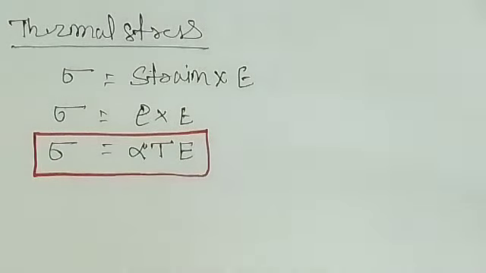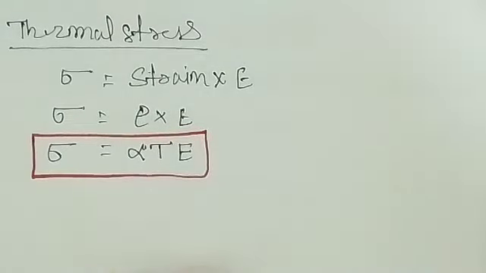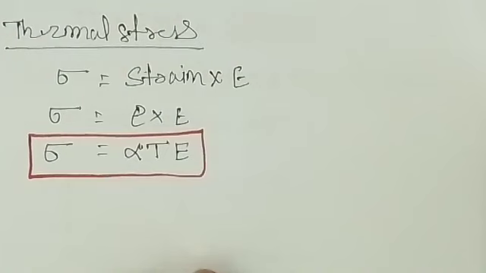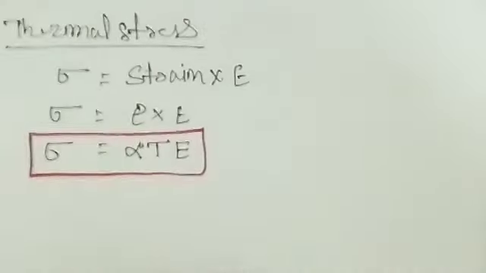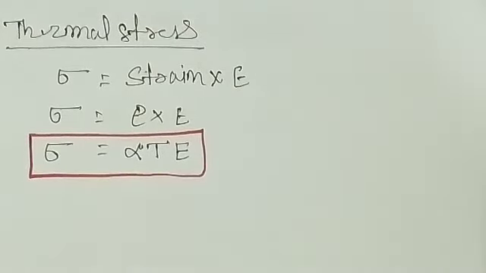Extension is alpha TL, strain is alpha T, and the stress is alpha TE, right? Simply. Now suppose this is what we have, we don't provide any yielding. Now we can say the stress and strain, that is thermal stress and thermal strain, when the supports yield, right?